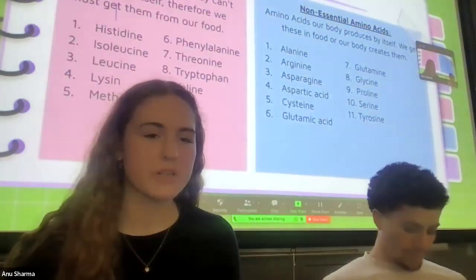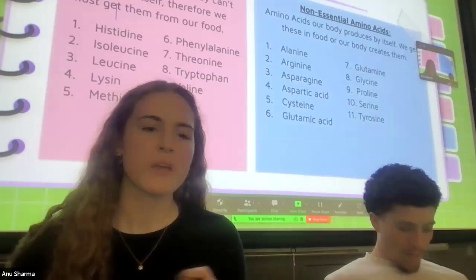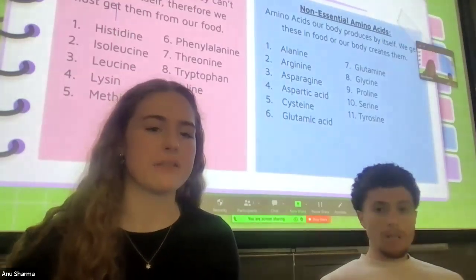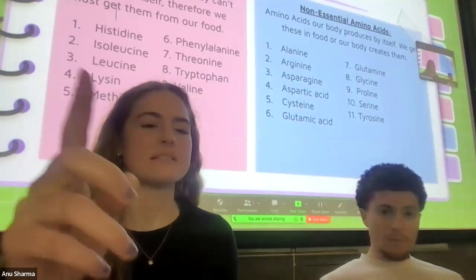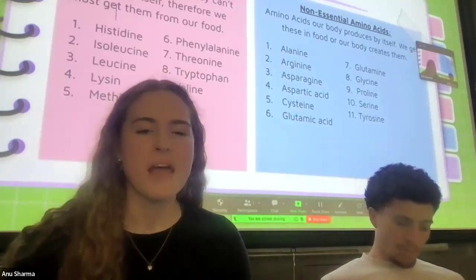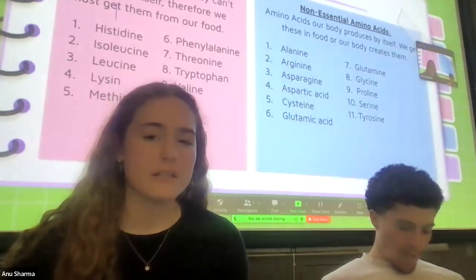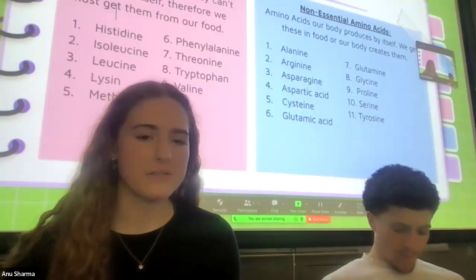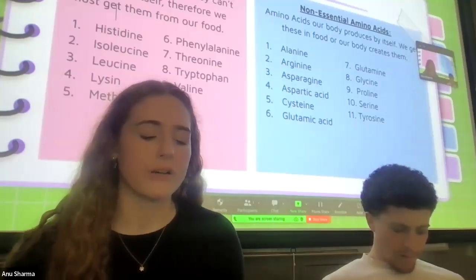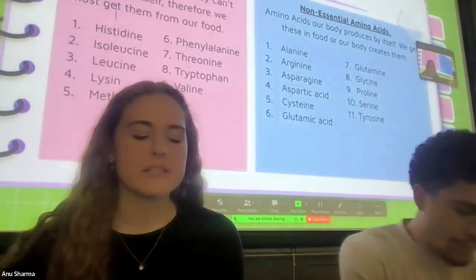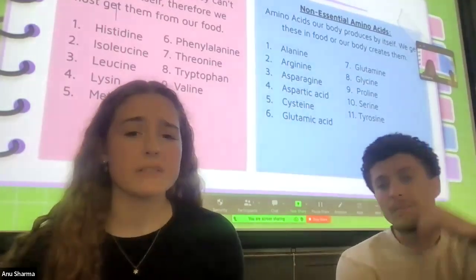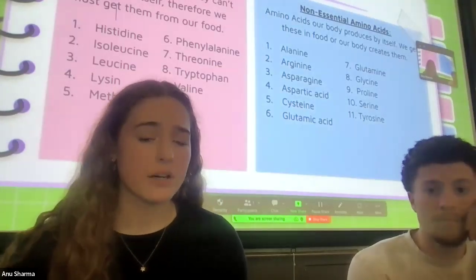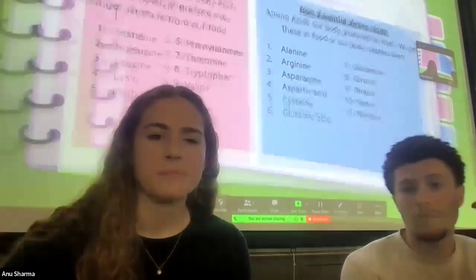So there are 2 types of amino acids, essential and non-essential. Essential amino acids are ones that our body can't produce by itself, so we have to get them from our food. And they're in the pink, that's the list of all of them. And in the blue are the non-essential amino acids, which our body produces by itself, so we can get these in foods or our body can create them. And some of these become conditional amino acids when our body is under severe stress, like when we're infants, when we're really sick, or when you're pregnant.